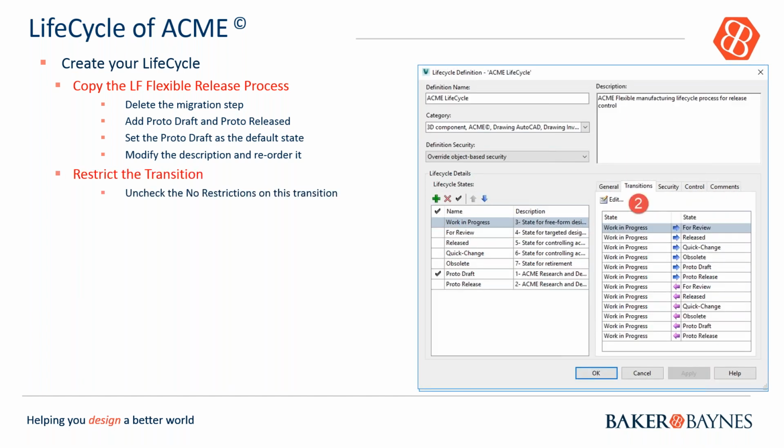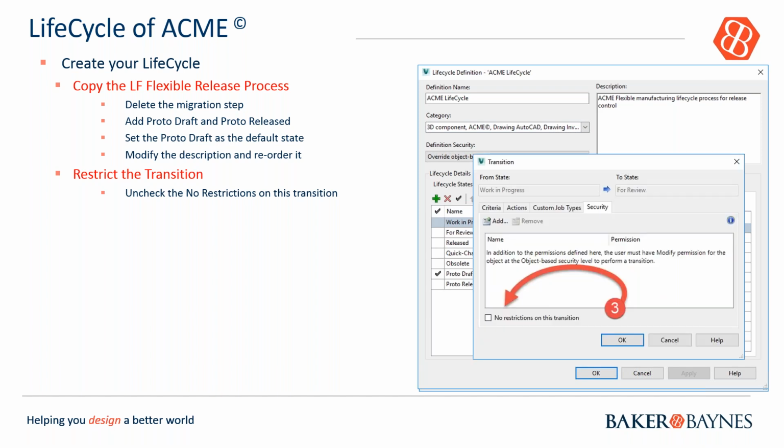So you could uncheck the restriction in here. So work in progress for review. If you look at the securities on that, you could go in and either restrict certain access to this, so certain users would have certain access to see what's moving across and how to move it across as well from here.